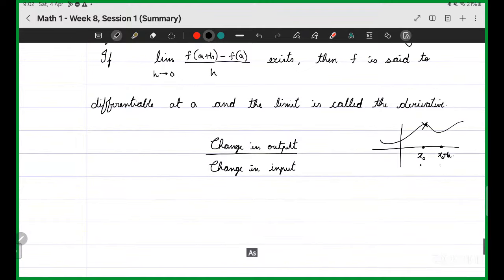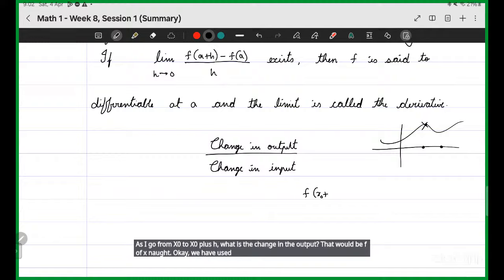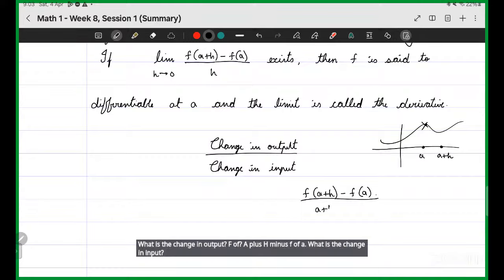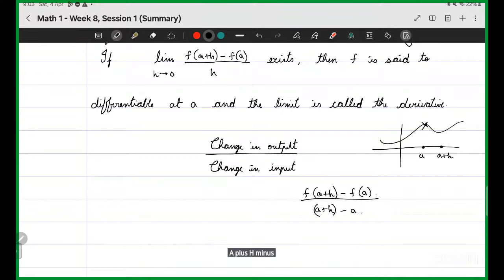As I go from x naught to x naught plus h, what is the change in the output? That would be f of x naught plus h minus f of x naught. Okay, we have used a, so let's continue using a plus h. What is the change in output? f of a plus h minus f of a. What is the change in input? We have gone from a to a plus h, so the change is a plus h minus a, which is just h.